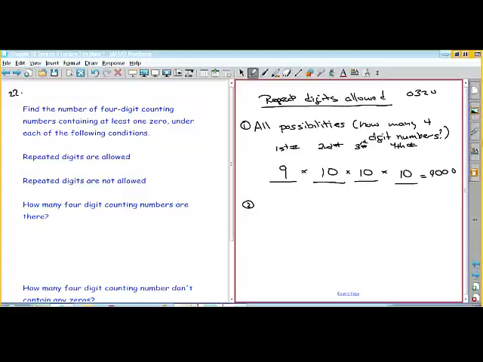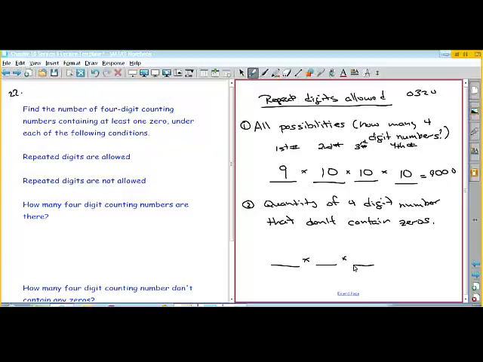Okay, we'll say quantity instead of number, since we're talking about numbers. Quantity of 4-digit numbers that don't contain zeros. So that's the opposite of containing at least 1 zero.